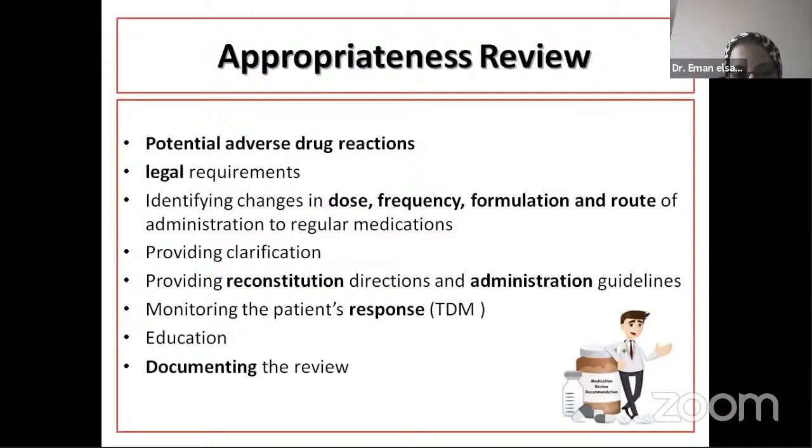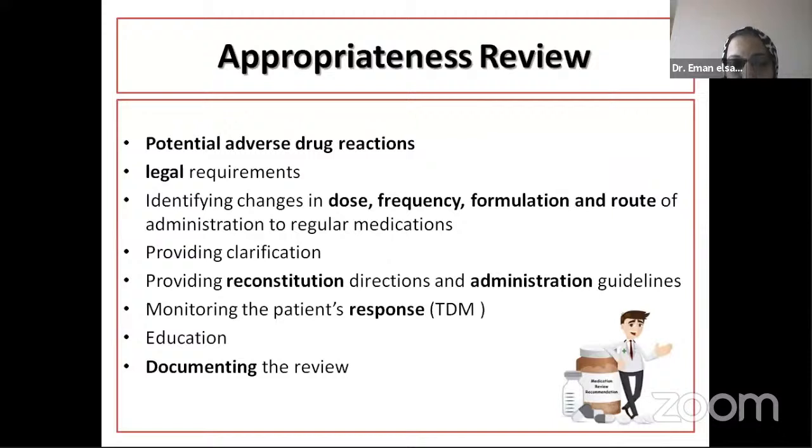Monitoring the patient response, in case of therapeutic drug monitoring for some specified medication, which is what we call narrow therapeutic index, like digoxin, amikacin. With this medication, there is a high chance of harm if there is any change in the dosing or concentration. That's why therapeutic drug monitoring is an important service that should be available in the lab of the hospital.